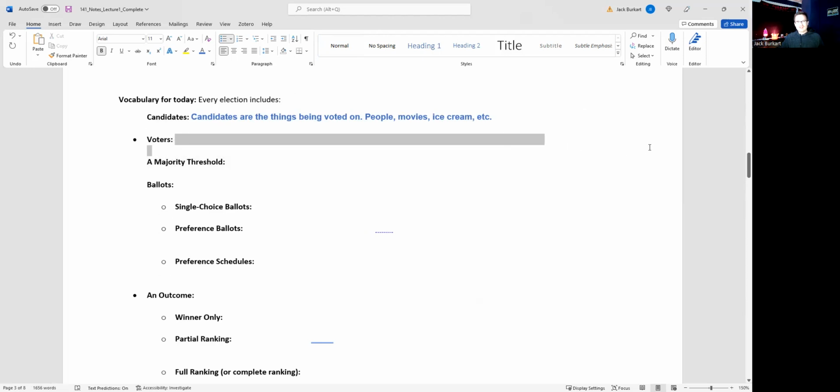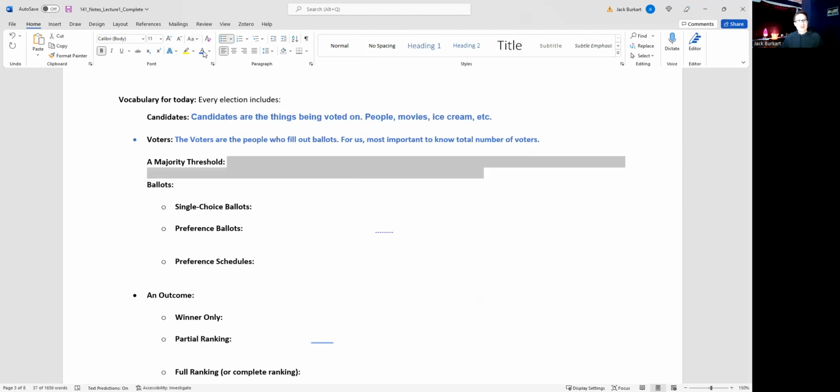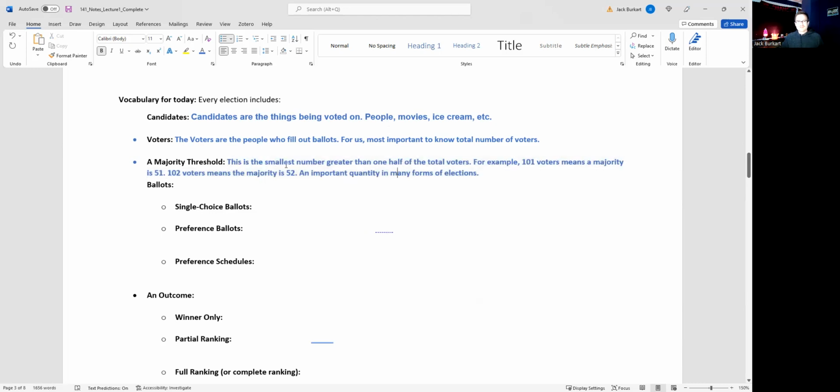Then, of course, every election has voters. So voters are going to be people who vote. They're going to be people who fill out ballots. So we are most often going to be interested in what's the total number of voters in our elections. All right, so we have candidates, we have voters. Once we know how many voters we have, we can determine a very important number called the majority threshold. So this is a bit of a mouthful, but the majority threshold is the smallest number greater than 1/2 of the total voters. So we should be familiar with majority thresholds. If we have a group of 6 friends, we want to decide what pizza to order. We know that the majority is 4.